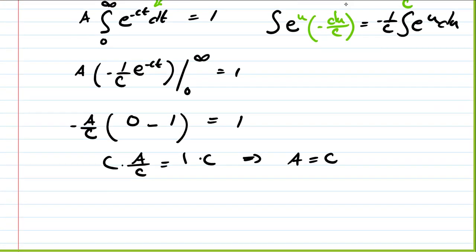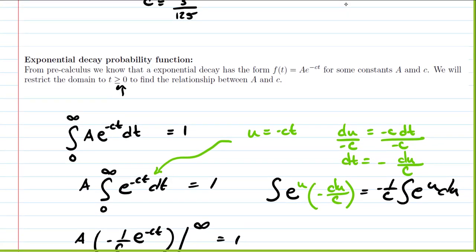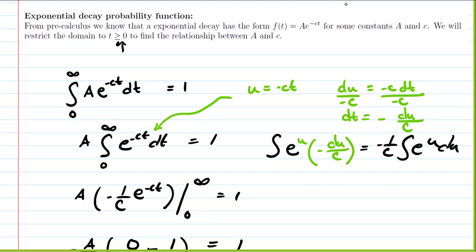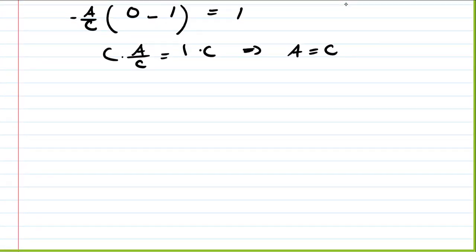So substituting that back in, we get f of x equals c e to the negative ct dt. And I wrote f of x. And of course it's f of t.